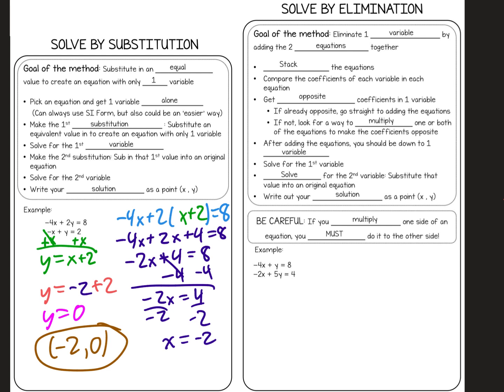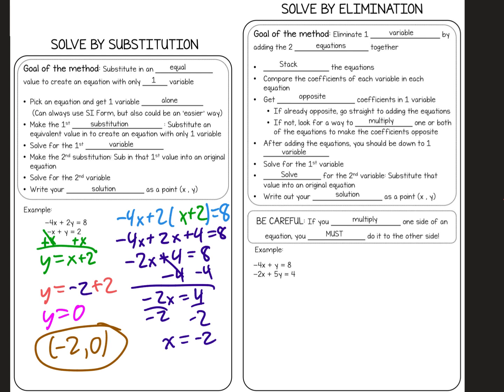Next, compare the coefficients of each variable in each equation. Here, the coefficients in front of x, well, the top one is 2 times bigger than the smaller one, and for y, the bottom one is 5 times bigger than the top. The next step is to get opposite coefficients in one variable. If you already have opposites, you can go straight to adding equations. If not, you need to look for a way to multiply one or both of the equations to make the coefficients opposites. You can make either the x's opposites or the y's opposites.